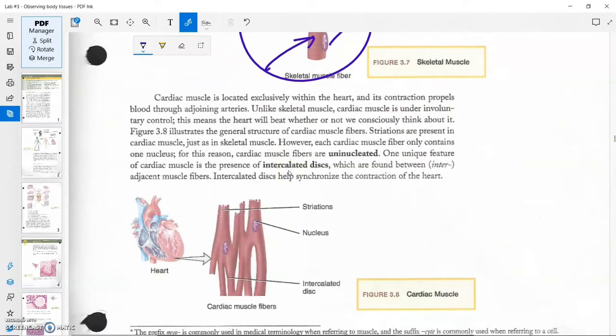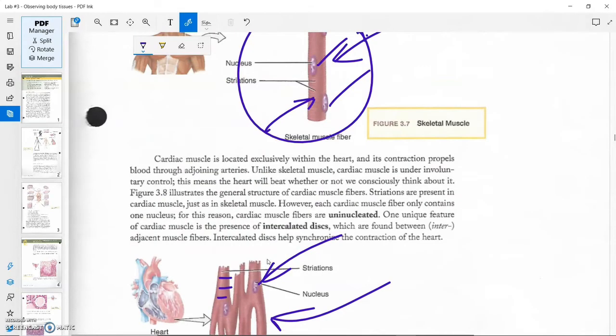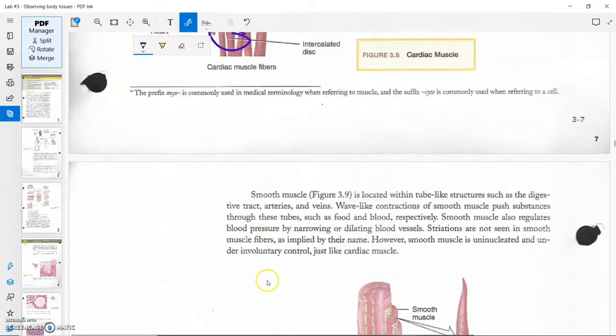It's voluntarily controlled. Now, cardiac muscle can be found in the heart. It's branched, as you can see. Usually there is one nucleus per cell. There are still striations, and it's involuntarily controlled. Cells are separated by intercalated discs, like this one, that allow the communication between the cells.